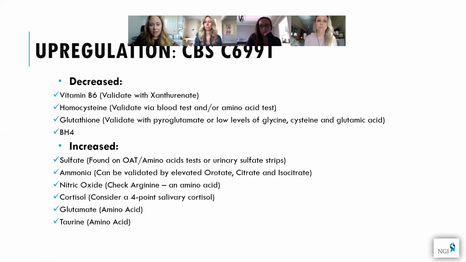The marker citrate has another really interesting association, but not necessarily when it's elevated, but when it is lowered. And we're actually going to be talking about this next week on our next GeneBite. Anybody want to pop on and tell me what low levels of citrate means? High oxalates.